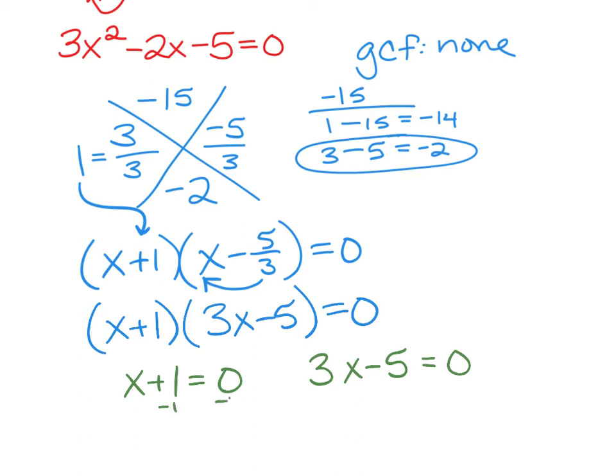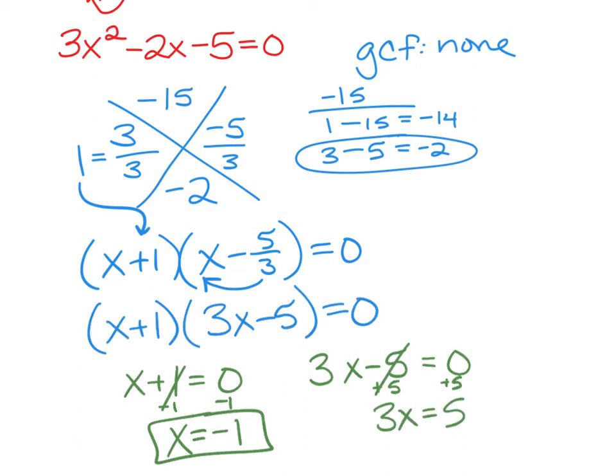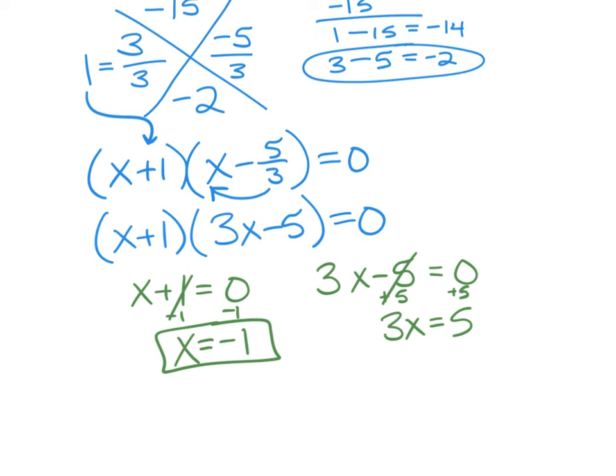To solve the first one, I would do the opposite of positive 1, which is negative 1. So x is equal to negative 1. For the second one, it takes 2 steps since there's a number in front of x and behind x. So we'd have plus 5 on both sides. And then to get x fully by itself, we would divide by 3 on both sides so that it cancels out. This would be x equal to 5/3.